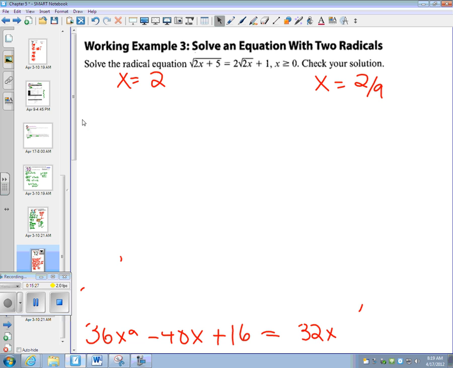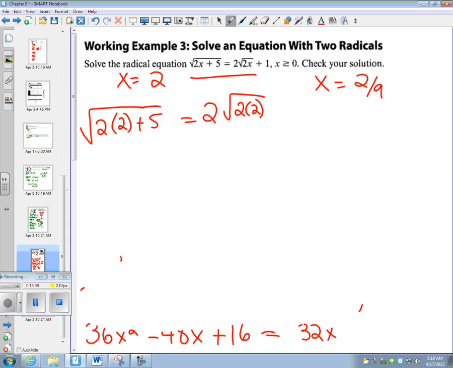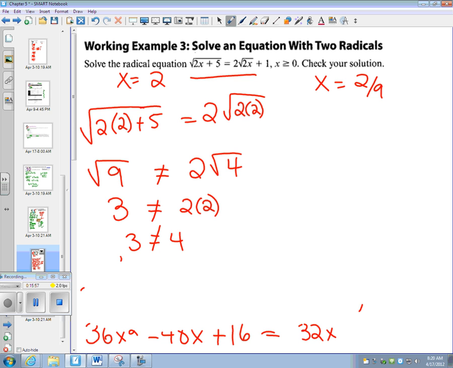This is our original equation here. The square root of 2 times 2 plus 5 is equal to 2 times the square root of 2 times 2. So 2 times 2 is 4. 4 plus 5 is 9. So does the square root of 9 equal 2 times the square root of 4? Does 3 equal 2 times 2? Does 3 equal 4? No, no way. So this is rejected. It's extraneous, not a root. Wrong answer. And the reason we got a wrong answer is because we did some squaring. Every time we square, there is an opportunity for an extraneous root to come out.